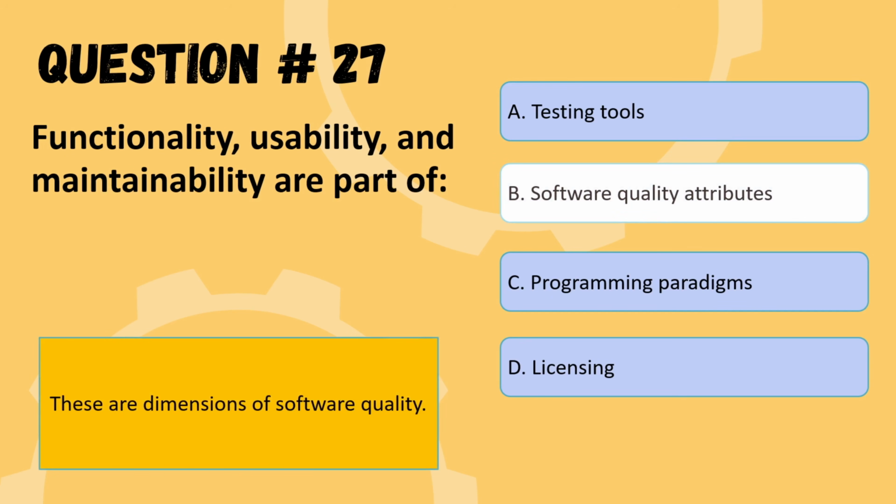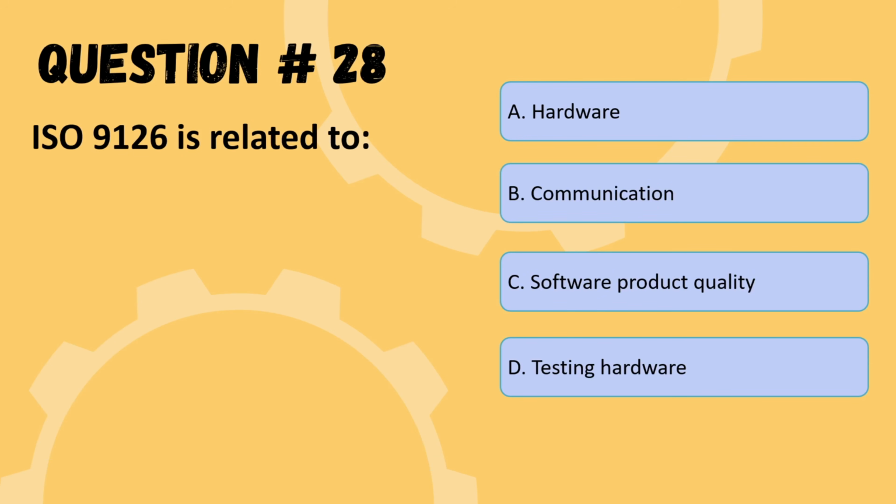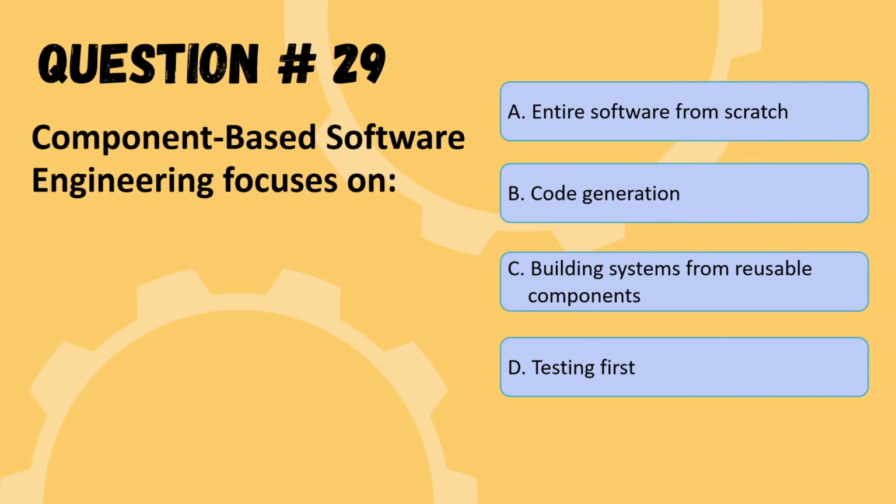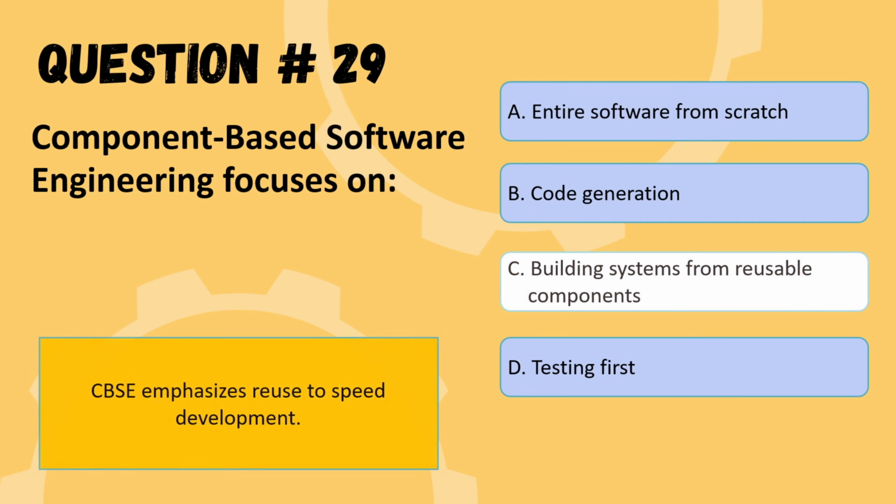So we are moving to the next question. Next question is, ISO 9126 is related to hardware communication, software product quality, or testing hardware. So the correct option is software product quality. So we are moving to the next question. Next question is, component based software engineering focuses on building entire software from scratch, code generation, building systems from reusable components, or testing first. So the correct option is building systems from reusable components.